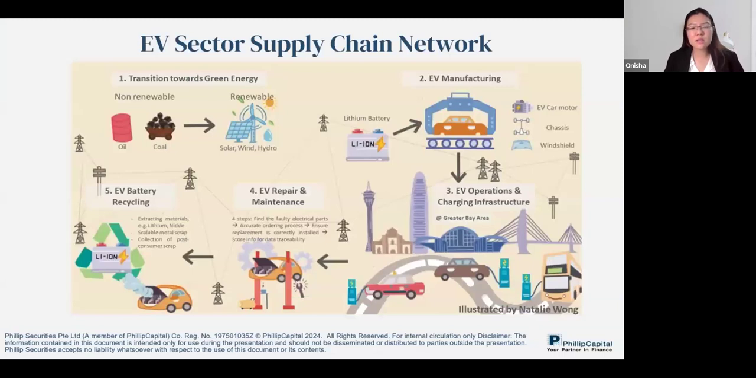Right. Now, let's look at the EV sector supply chain network. More and more people are transitioning to green energy sources. After all raw materials are mined and produced, they are sent to all the EV operation charging infrastructure. Okay, this part is where they manufacture the EV car batteries. After the raw materials are mined and produced, they are sent to China, South Korea, and Japan for refinement, processing, and cathode cell production before being sent to the EV manufacturer.